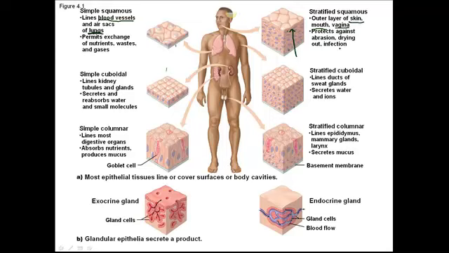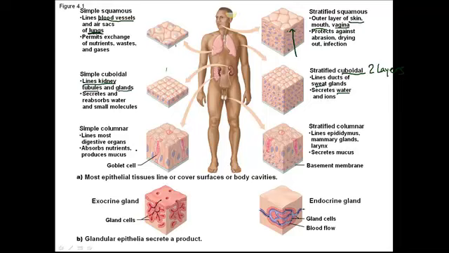and it protects against abrasions, drying out, and infection. Then the simple cuboidal, these line the kidney tubules, which you'll find out about, glands as we saw, and these are kind of active. They can manufacture products and secrete them, and they can absorb molecules. Okay, the stratified cuboidal are never this many layers. Stratified cuboidal, I haven't seen a tissue that has more than 2 layers. Okay, sweat glands, water, like I said, sebaceous glands, oil glands.